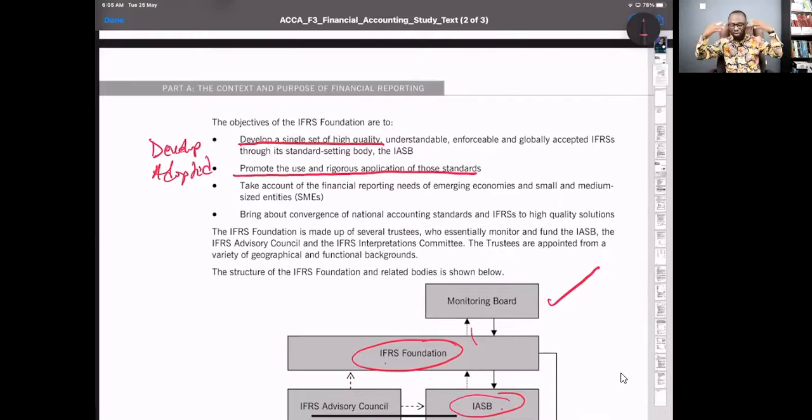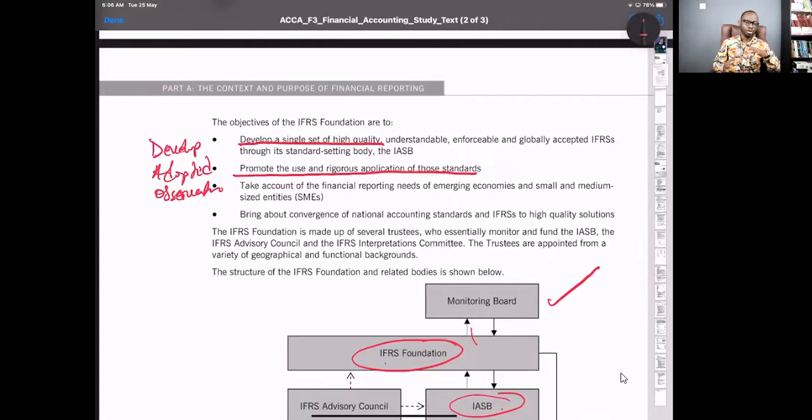So they must promote the use and rigorous application of these standards. Three, take account of financial reporting needs of emerging economies and small and medium scale enterprises, meaning that they have to be observing what is going on within various emerging economies and find out, is there any new standard that we need to bring out? Is there any new development?